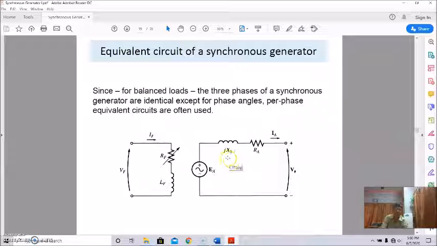And this is the per-phase equivalent circuit for the armature side. This is the field voltage, this is the phase voltage, and this is the excitation EMF or internal EMF induced in the armature coil. This is the synchronous reactance, this is the armature resistance, and this is the armature current. So this is the per-phase equivalent circuit of the synchronous generator.